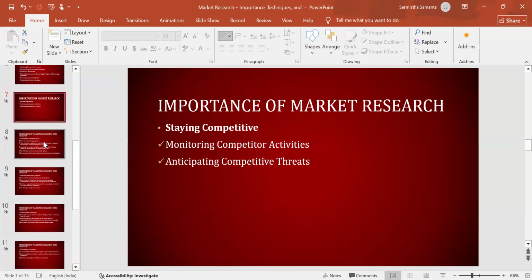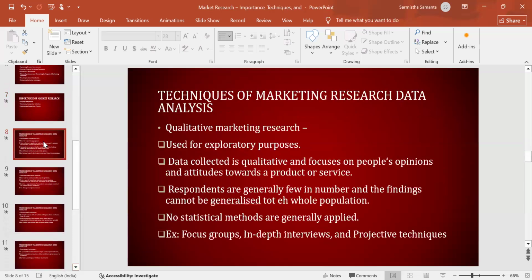Next comes, we need to know about the techniques of marketing research data analysis. Like, what are the techniques, what are the types of market research we can do. Now, first of all, it is qualitative marketing research. Any kind of research has mainly two types: quantitative research and qualitative research, among others. These are the main two types. So in case of marketing research also, qualitative research and quantitative research are the main two types of research.